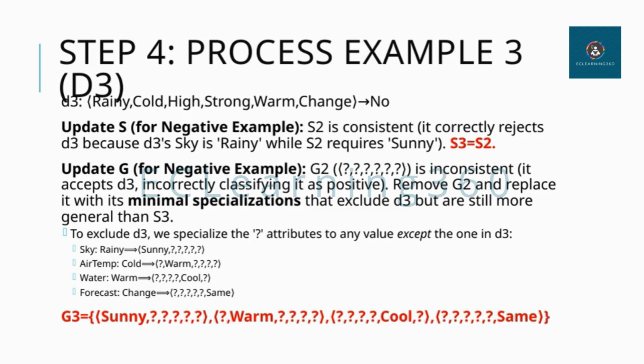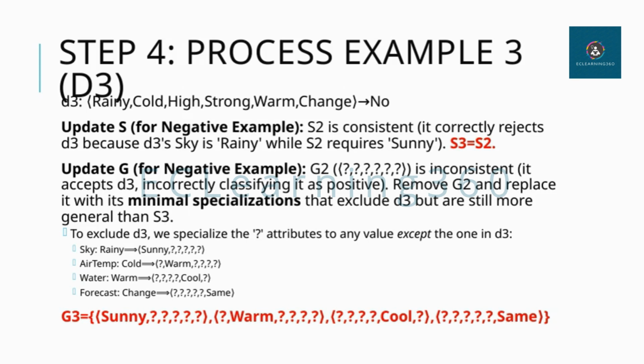Now let's move on to step 4, which is about process example 3, or D3. In this step, we're updating our S and G sets based on the negative example D3. First, we look at our current S, which is S2. Since D3 has a sky attribute of rainy and S2 requires sunny, S2 correctly rejects D3. That means S2 remains consistent, and we set S3 equal to S2. Next, we examine G, our generalization set. G2 was too broad because it accepted D3, which is incorrect since D3 is a negative example. So G2 is inconsistent, and we need to refine it.